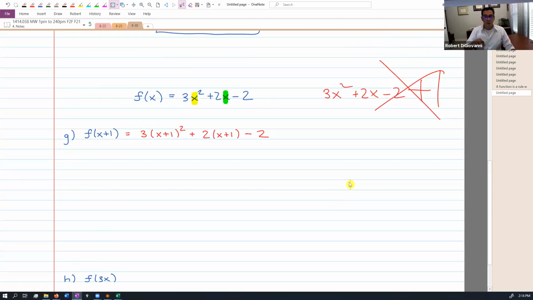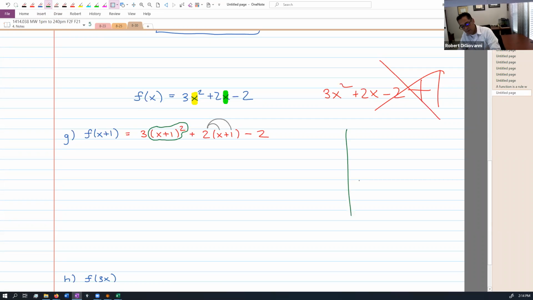We are not done. We need to figure out what this is. We have to simplify it. The easiest part of the simplification here is multiplying the 2 through. The part that's a little bit challenging, and you just need to make sure you're paying attention, is you've got to square that, don't you? You've got to actually square that.